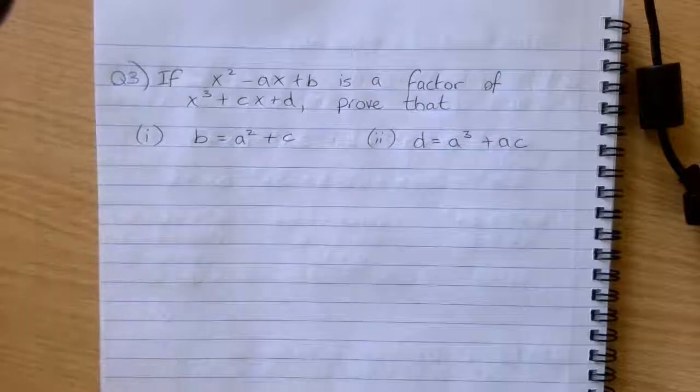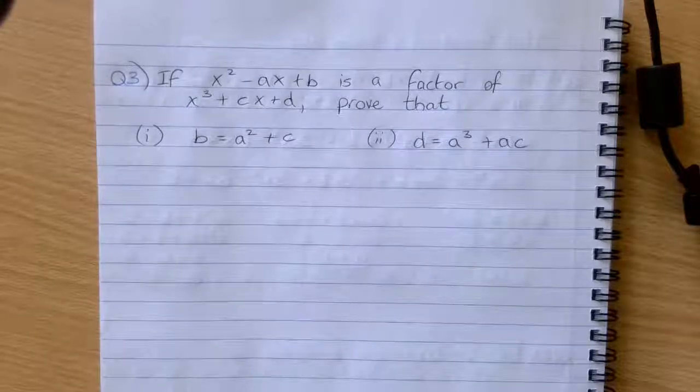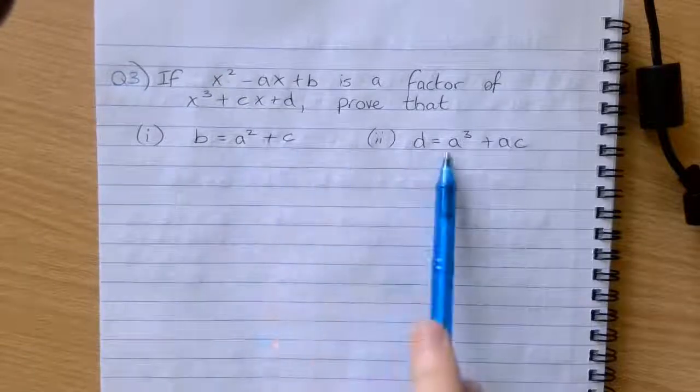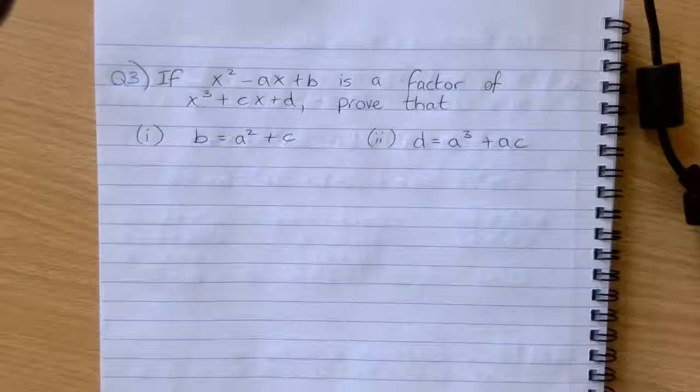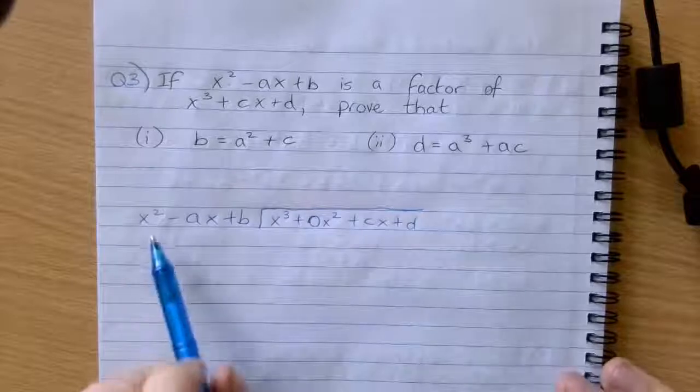Now the previous question, it was a long division question, but you had to find the values for p and r. This one here, you just have to prove certain things are equal. Okay, but we're going to do the same process. Okay, so we're going to divide it in.